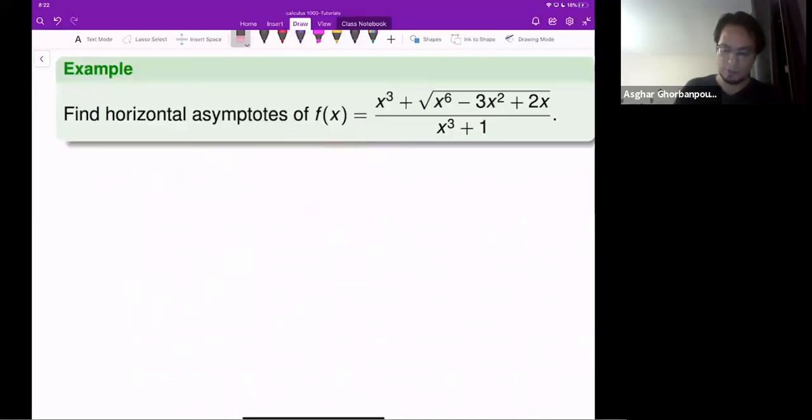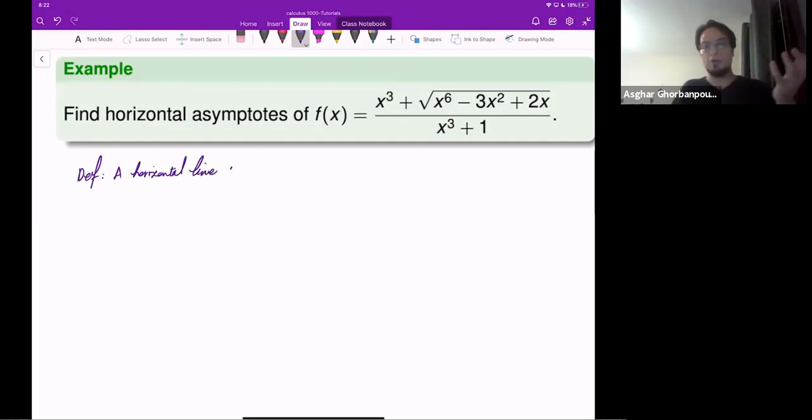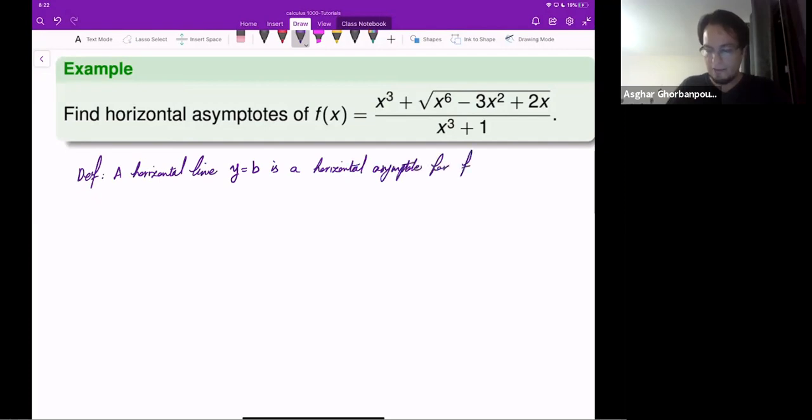So horizontal asymptotes, let me write the definition basically. Maybe that will be a better thing. So a horizontal line, like y, you know, the equation for horizontal lines is y equal to a number, is a horizontal asymptote for f of x if either one of these things is true.